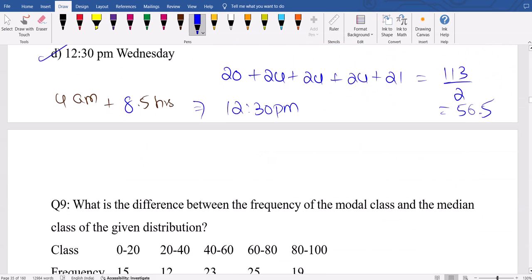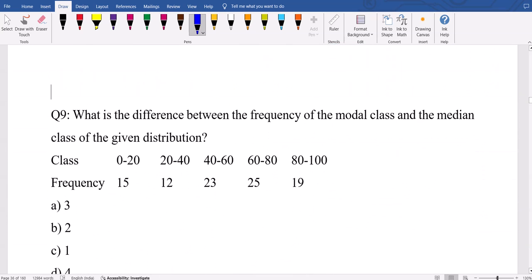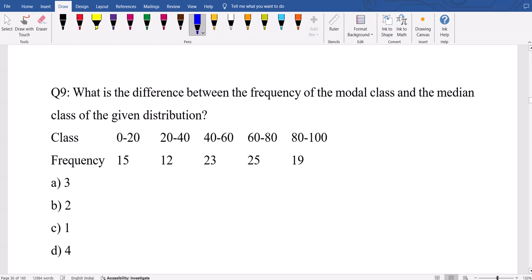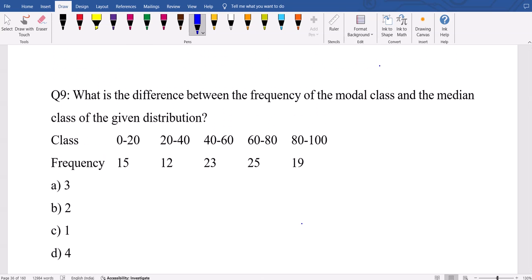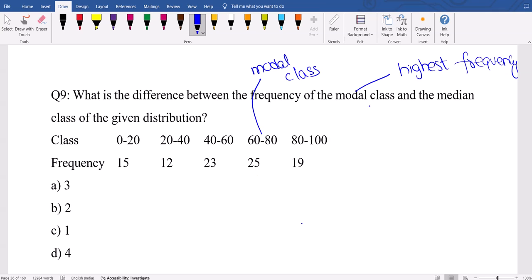Right, so fine. The next question here, if you observe, what is the difference between the frequency of the modal class and median class? My dear friends, excellent question this is. Modal class is nothing but which is having highest frequency. Mode means which occurred more times. So occurred more times means frequency more. So modal class is this. Frequency for that is 25.